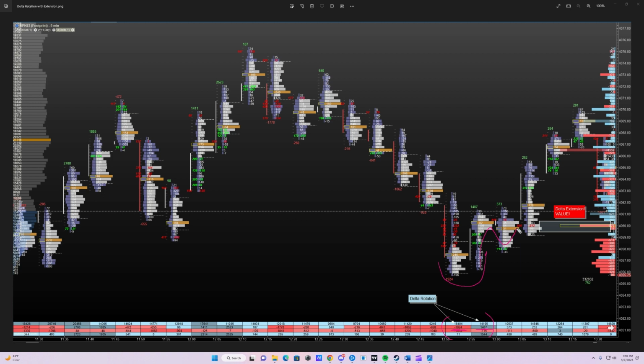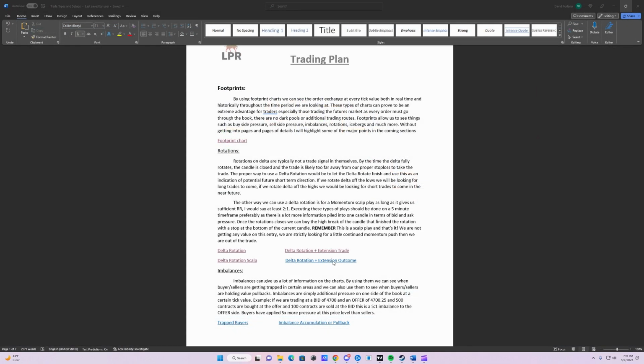As price starts pushing up, we can see the delta extension right here on the right side of our chart, it's showing us that shorts are getting trapped below the lows or at the lows. There's a lot of sell pressure. So if this trade continues to push up, we could possibly look for pullbacks back into these areas where shorts got trapped to get long.